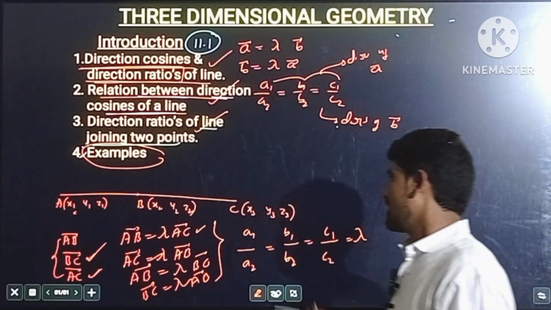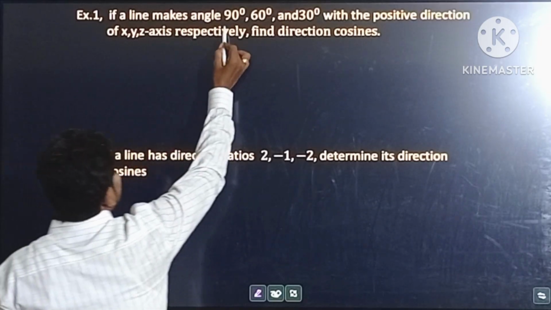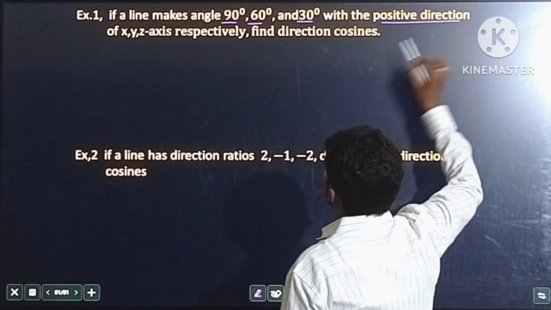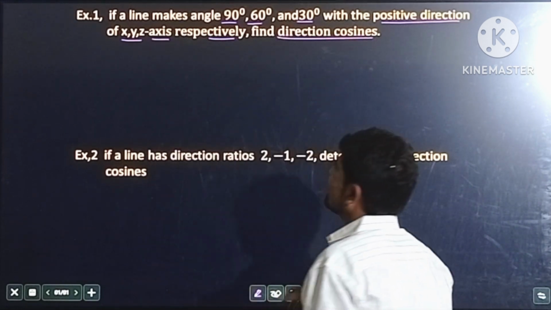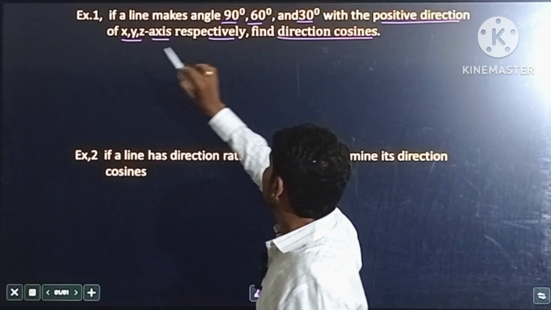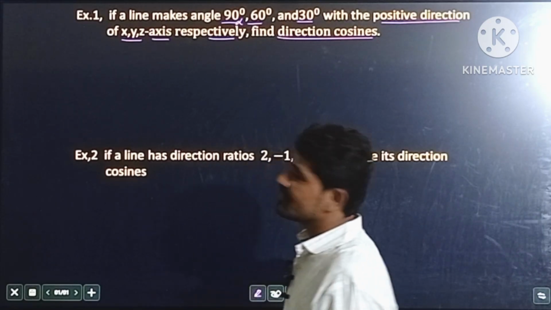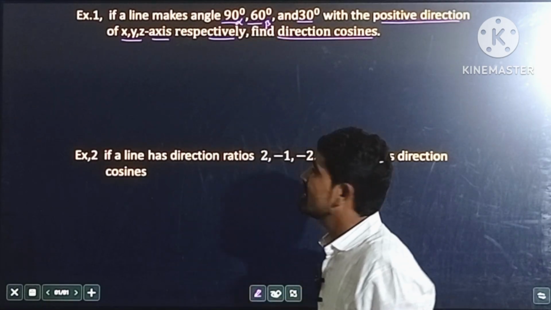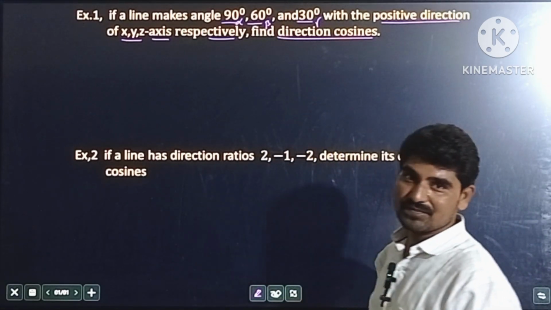See here. So here is the first question. If a line makes angles 90 degree, 60 degree and 30 degree with the positive direction of x, y, z axis respectively, then find the direction cosines. So in this question clearly it is given that the line makes angle 90 degree with the x axis. Therefore alpha is equal to 90 degree and 60 degree with y axis. So therefore the value of beta is 60 degree and 30 degree with the z axis. Therefore gamma is 30 degree.